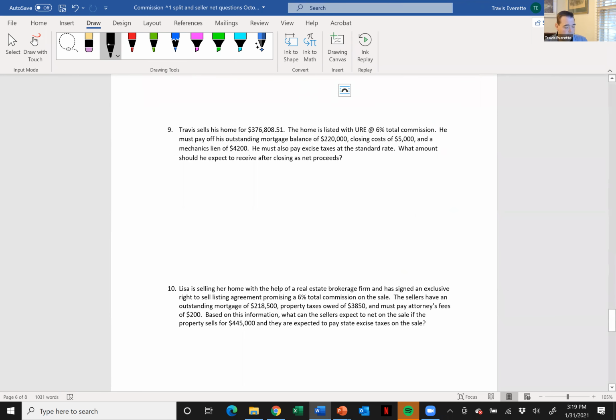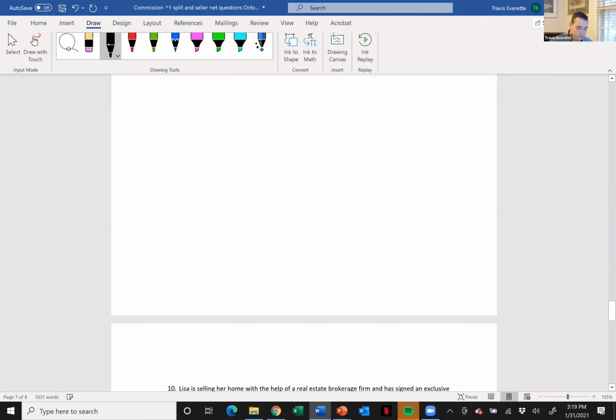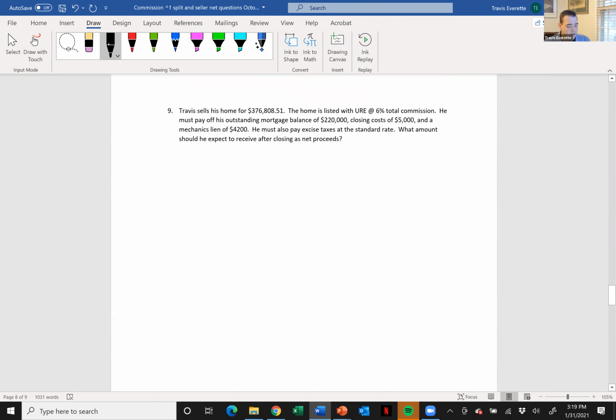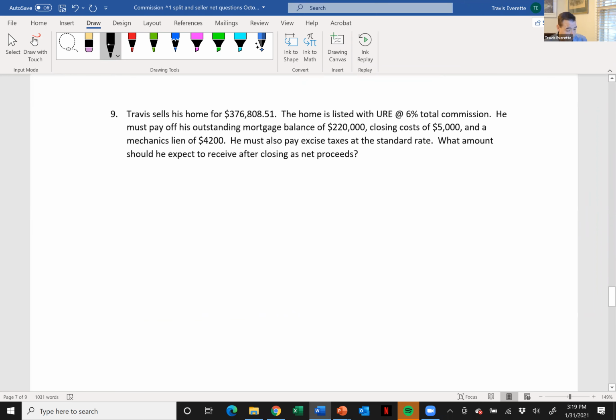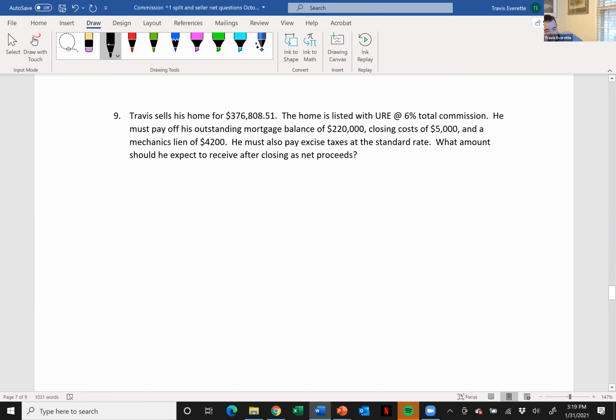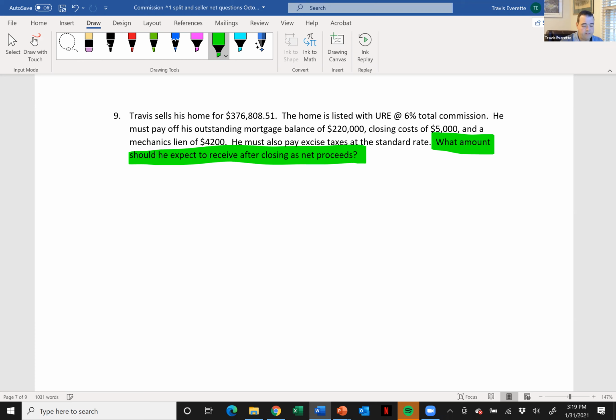Okay. Number 9, put this on a different page. Number 9 says Travis sells his home for $376,801.51. The home is listed with URE at a 6% total commission. He must pay off his outstanding mortgage balance of $220,000, closing costs of $5,000, and a mechanics lien of $4,200. He also must pay excise taxes at the standard rate. What amount should he expect to receive after closing as net proceeds? There's finally my question. What amount should he expect to receive as net proceeds?